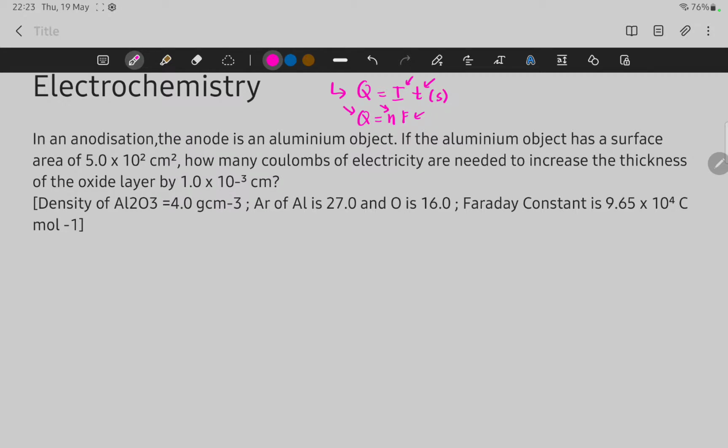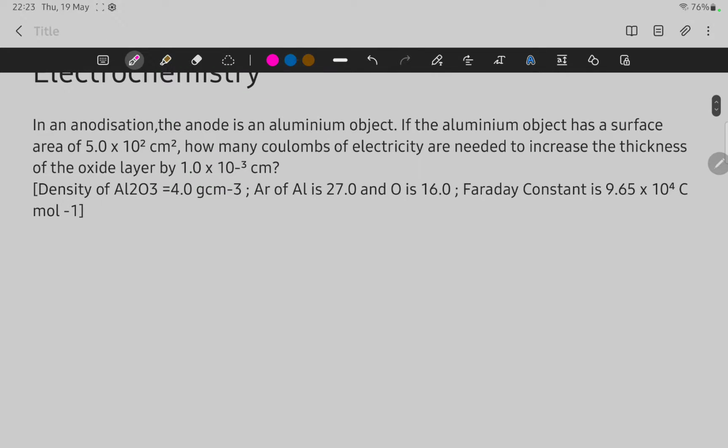Okay, this is the very basics, and this will go into rotation. In every calculation you will always use this, especially in your electrochemistry. This is quite a famous formula that you must know. So let's get into this question, what we're talking about.